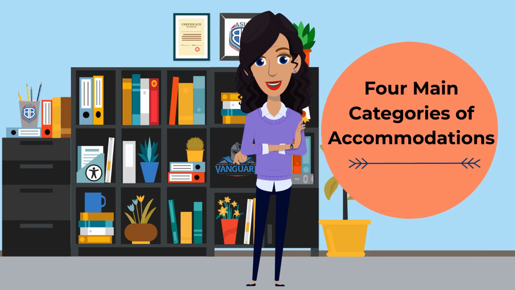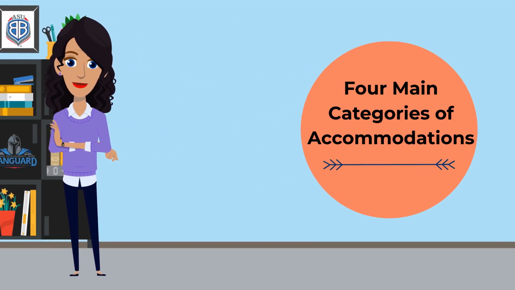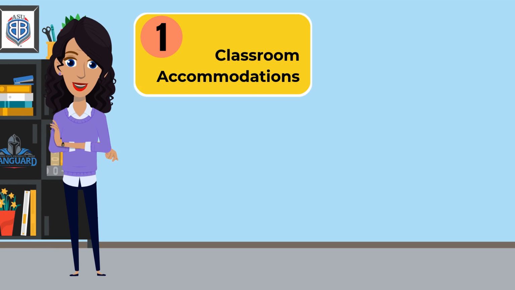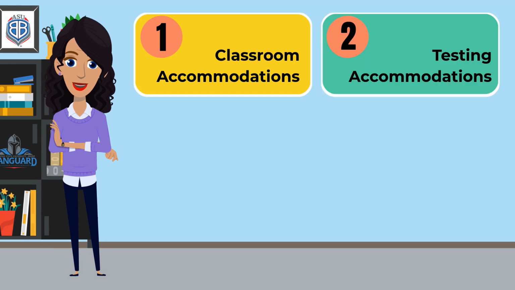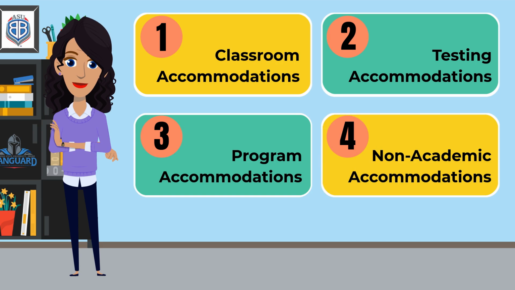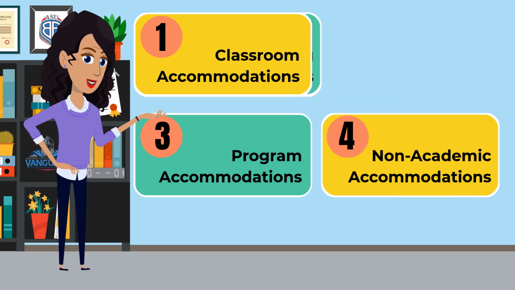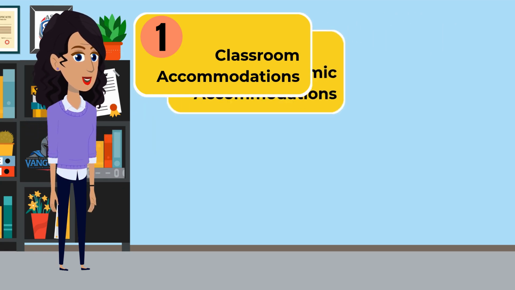Let's review these categories. The four main categories that cover most accommodations are: 1. Classroom accommodations. 2. Testing accommodations. 3. Program accommodations. And 4. Non-academic accommodations. Let's look closer and review some of the most frequently approved accommodations for each of the categories.